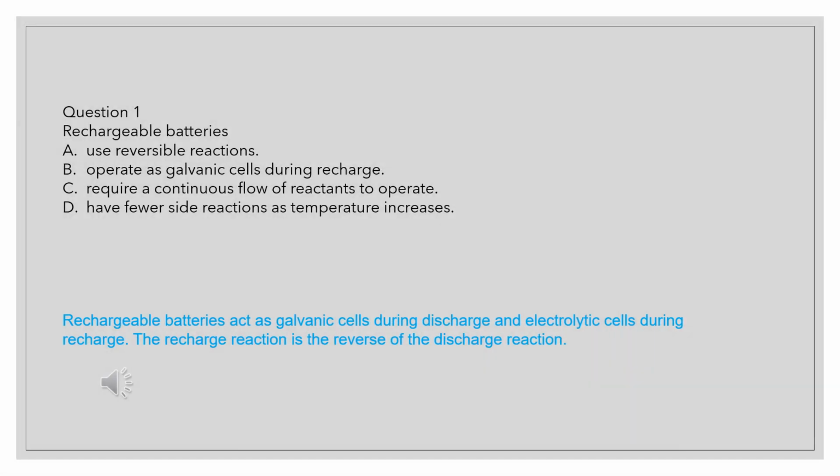Rechargeable batteries act as galvanic cells during discharge and electrolytic cells during recharge. The recharge reaction is the reverse of the discharge reaction. So, A is correct, and B is eliminated. Rechargeable batteries don't require a continuous supply of reactants. So, C is eliminated. As temperature increases, side reactions of all cells including rechargeable cells increase. So, D is eliminated.